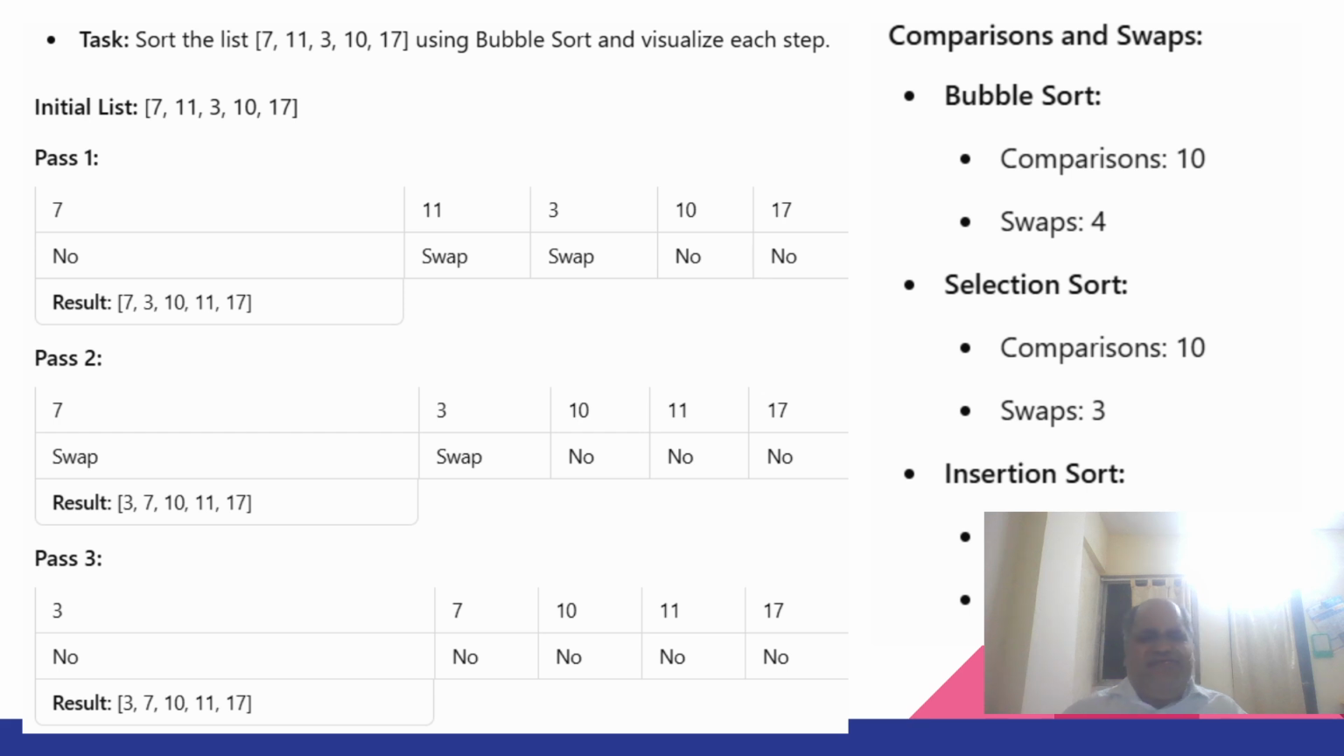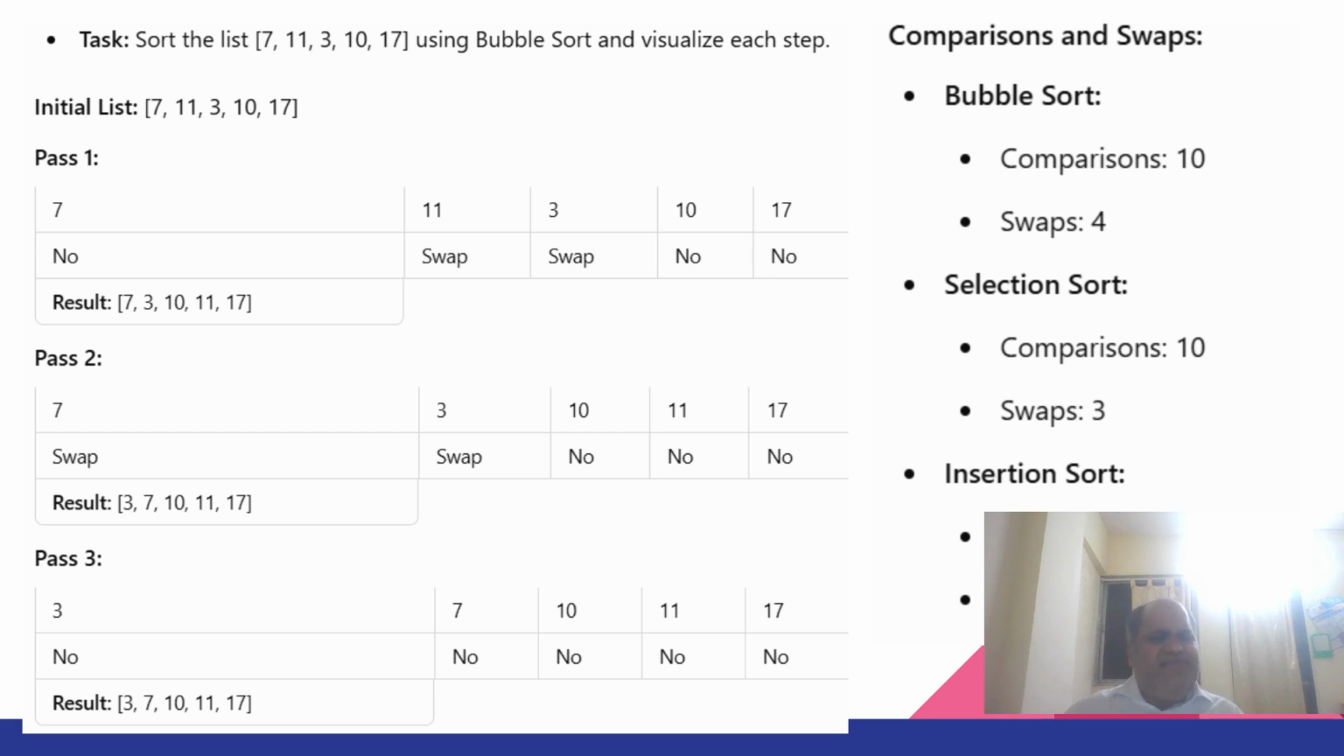Okay, now this is the kind of question you can expect in your exam. So you are given an initial list 7, 11, 3, 10, 17. Not sure if you have taken the same in our earlier example. And then for each of bubble sort, selection sort, and insertion sort, you will be supposed to find out how many comparisons were done, how many swaps were done. A variation of this will be asked, right?